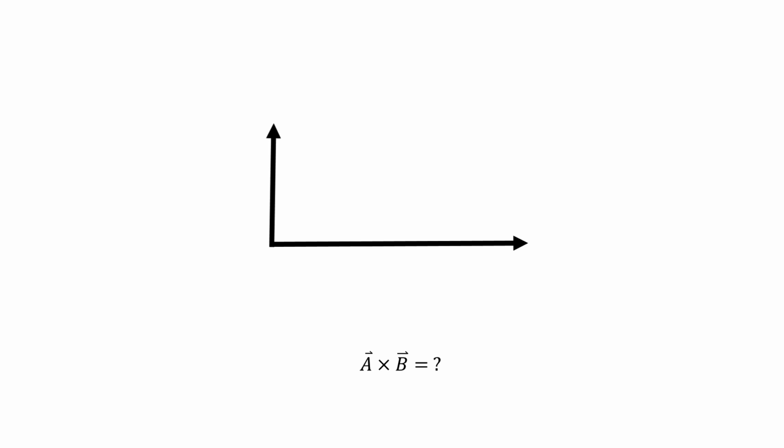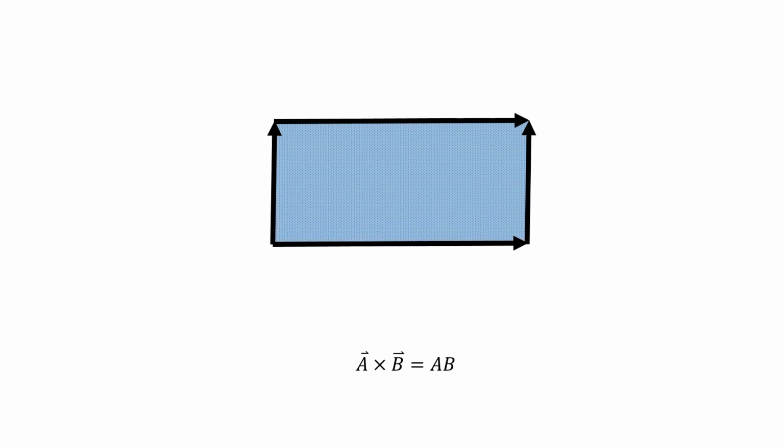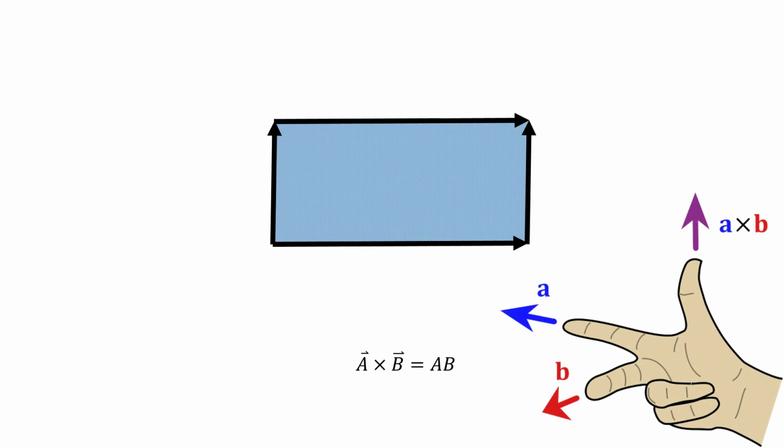Then, project these vectors across each other so they form a parallelogram. The area formed by this parallelogram is equal to the magnitude of the cross product of the two vectors. However, cross products return vectors, so to determine the direction of the resultant vector, use the right-hand rule.